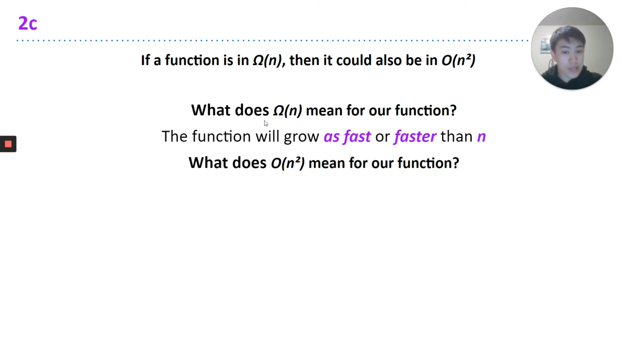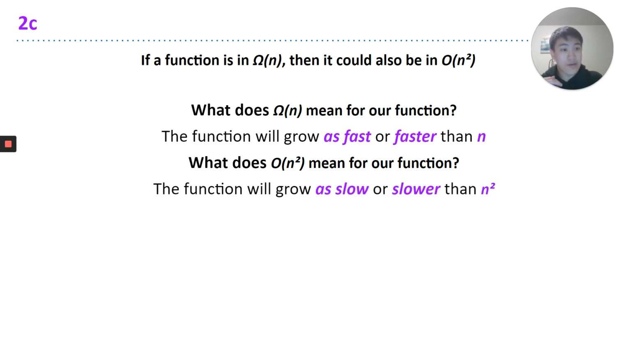What does big O of n squared mean for our function? Well, it's the inverse. It means that our function will grow at most as fast as n squared. For example, a proposed function could be n squared, where n squared is as fast as n squared. But let's say a function like n cubed, that wouldn't be an O of n squared because that is faster than n squared. All right, so in order to visualize this, we need to sort of propose a function that is in omega of n and also in O of n squared, because that would prove that this statement is valid.